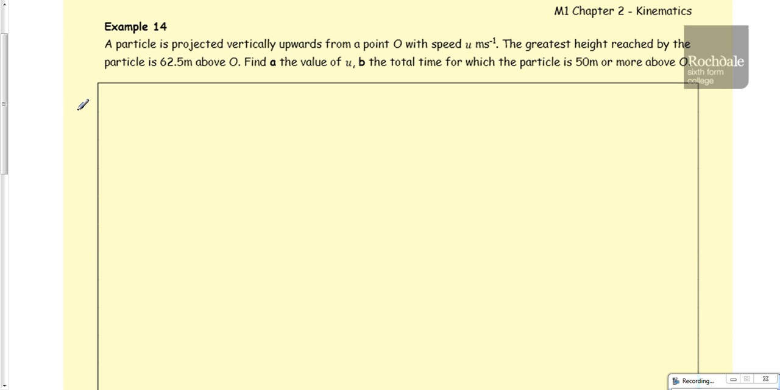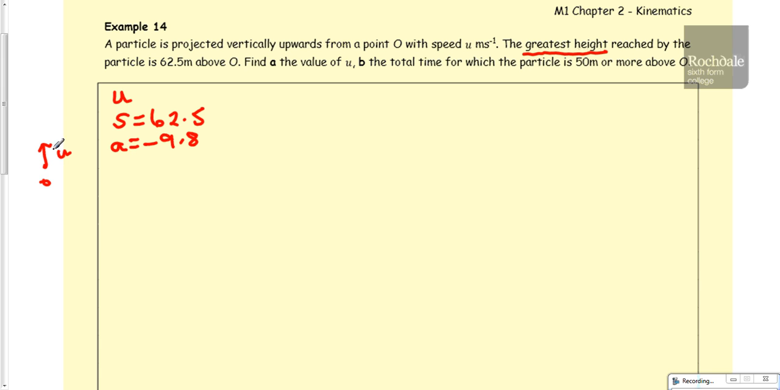So we're told that the particle is projected vertically upwards from a point O with speed u, and the greatest height reached by the particle is 62.5 meters above this starting point. Now, if we imagine a ball being projected vertically upwards with speed u, we know that u is positive, it's going upwards, and so the acceleration due to gravity would be negative because it's towards the ground. And we also know that the greatest height is 62.5.